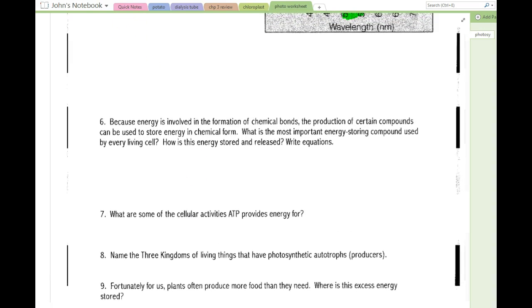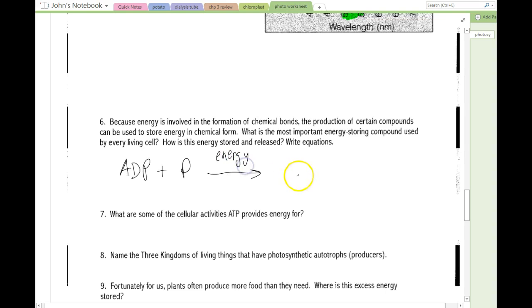Okay. Because energy is involved in the formation of chemical bonds, the production of certain compounds can be used to store energy in chemical form. What is the most important energy storing compound used by every living cell? ADP plus a phosphate, right? If we add a little energy, what does it turn into? Got it? What do we use ATP for?